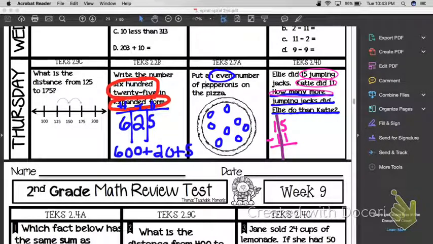If I do 15 minus 11, here's my ones, here's my tens. 5 minus 1 is 4. 1 minus 1 is 0. So that means that Ellie did 4 more jumping jacks than Katie did.